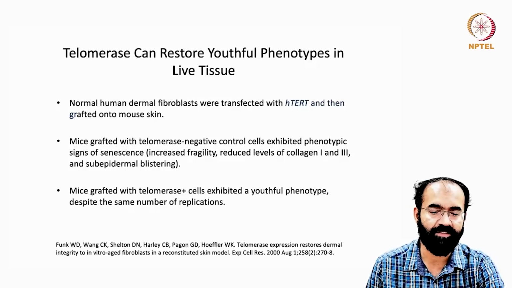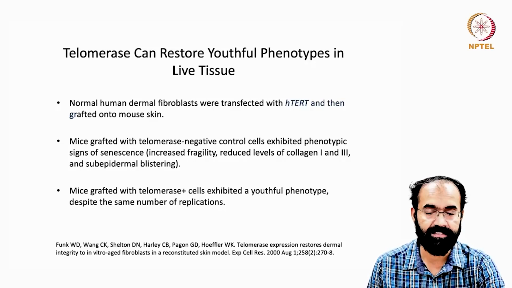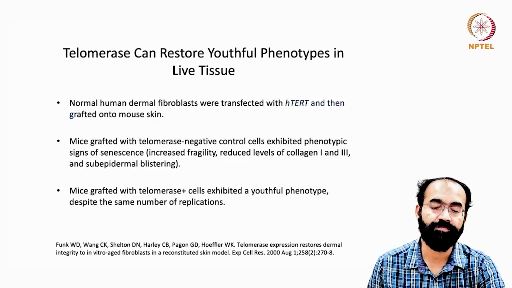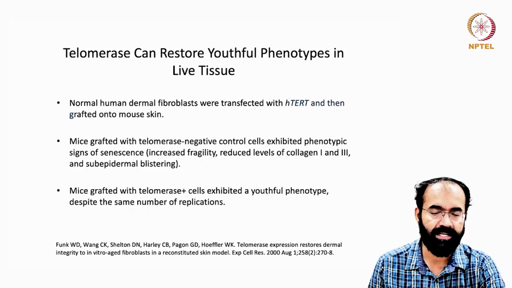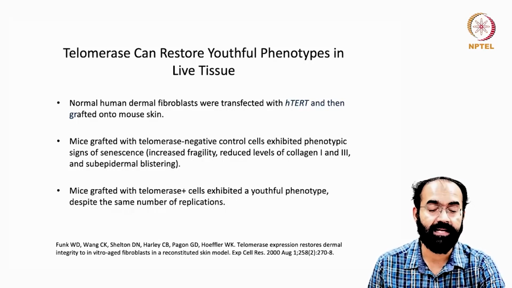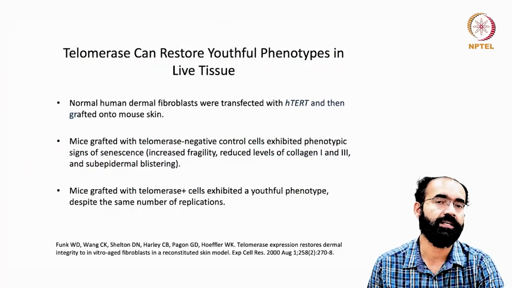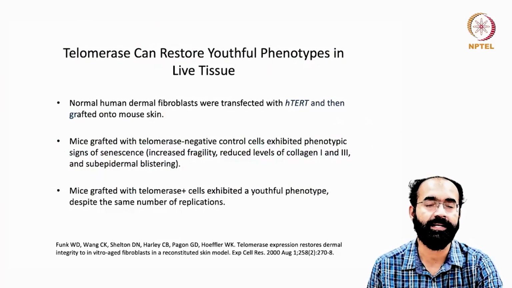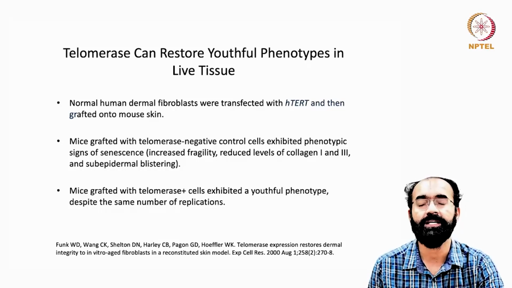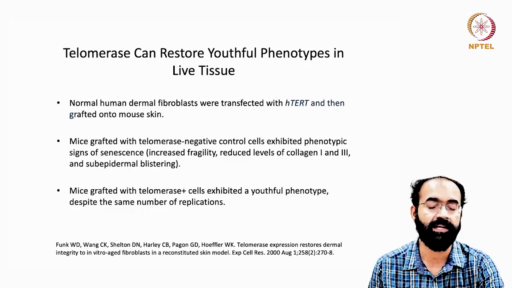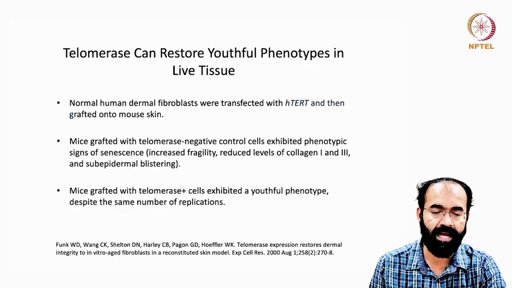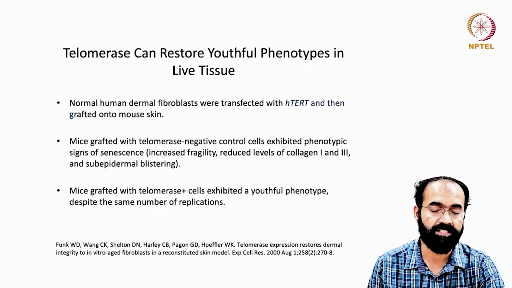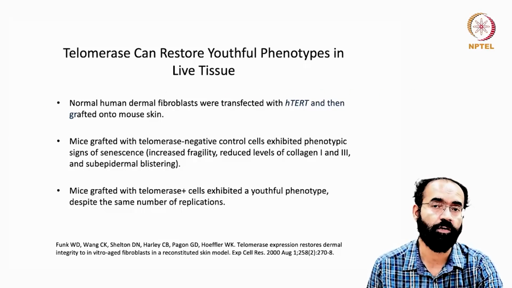Normal human dermal fibroblasts were transfected with hTERT and then grafted onto mouse skin. So what happens? Mice grafted with telomerase negative control, meaning telomerase missing, normal cells, exhibited phenotypic signs of senescence, increased fragility. Like I mentioned in one of the previous classes, old people who are 90, 98 can peel off their skin. It's because your skin tissue is more vulnerable, because the cells divide at a very rapid rate. So increased fragility, reduced levels of collagen 1 and 3, and subdermal blistering. This is a normal feature which you see in control cells where telomerase is missing.